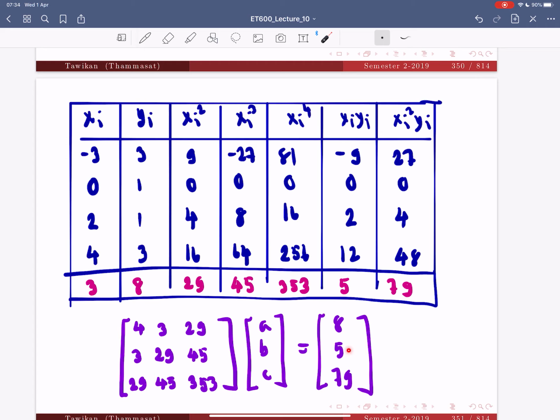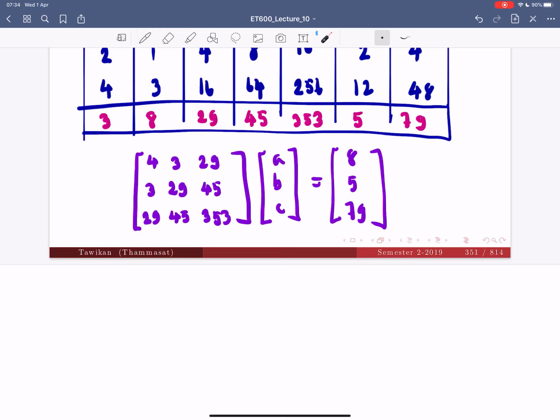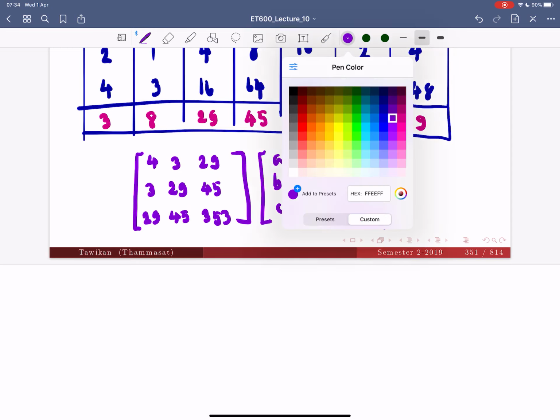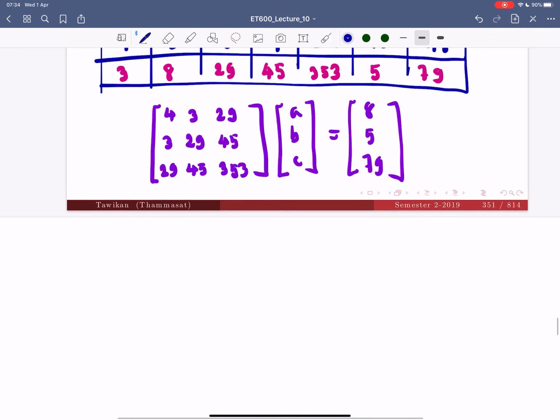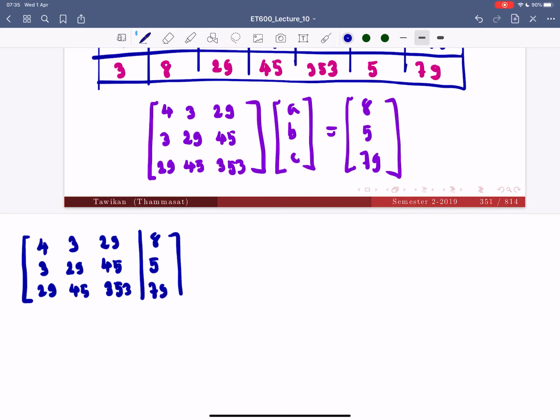And I said earlier that if you do this in the final examination, you have to show in detail how to solve this system by using Gaussian elimination. So I'm going to show you just the way you are supposed to do it in your final examination. Write the augmented matrix and then reduce it by using Gauss elimination. Separate with a vertical line and 8, 5, 79.